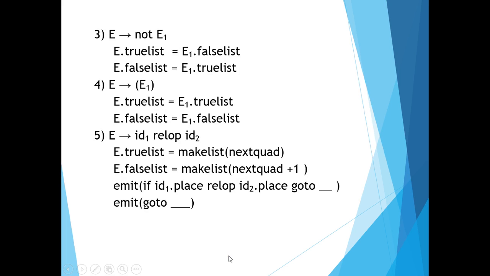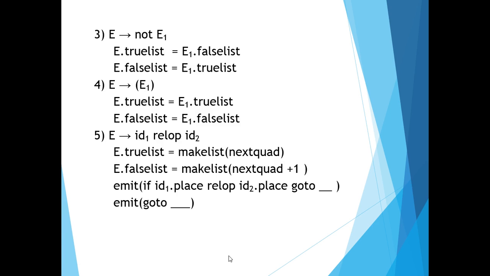Okay, let's proceed. E is parenthesized E1, open and close parentheses. Then E.truelist is equal to E1.truelist, and likewise E.falselist is equal to E1.falselist.